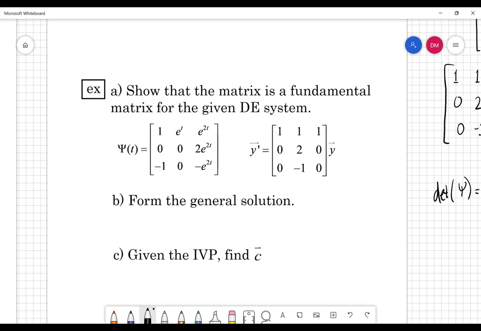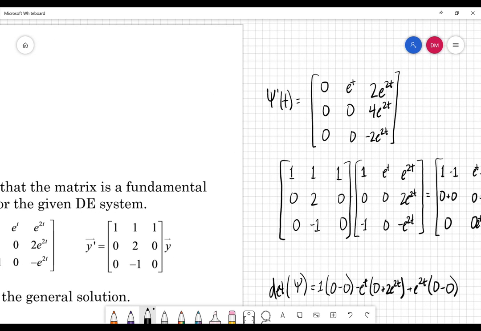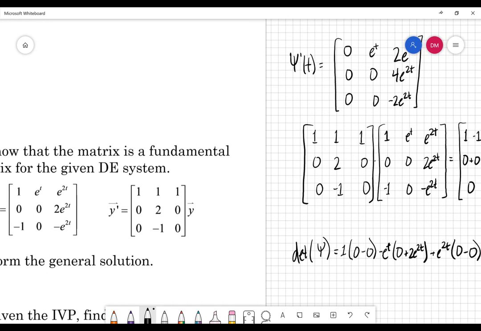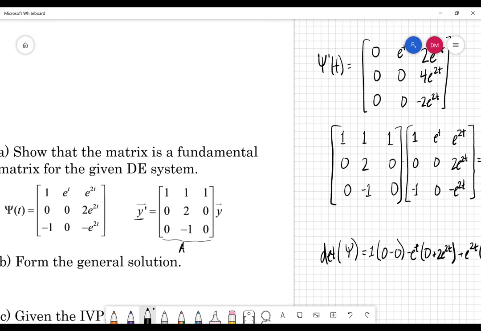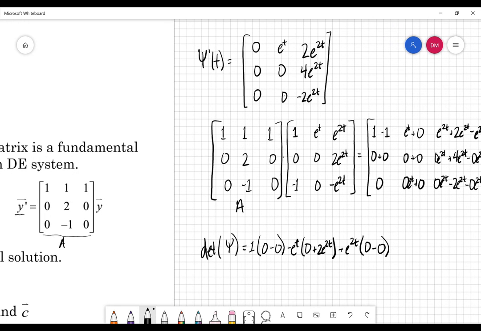Okay, so I hope you took a second and did this in a couple of ways to show that we have the fundamental matrix. So let me just show you what I did. For the proposed fundamental matrix here, I went ahead and found the first derivative. You can just derive each of the elements individually here. And what we're looking for is, if that is what the first derivative looks like, according to this equation, that should be equal to this A matrix times Y, our original fundamental matrix right here. So I took this A matrix and multiplied it by my original fundamental.